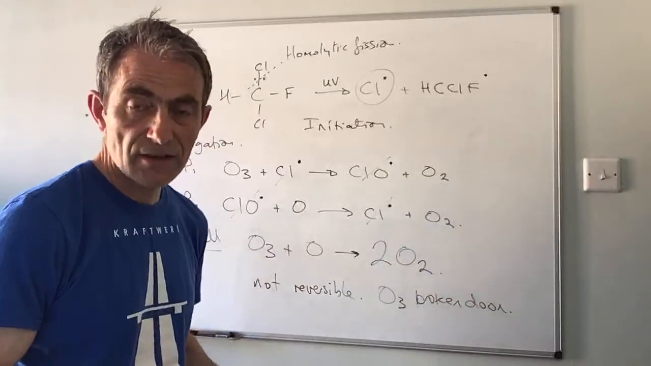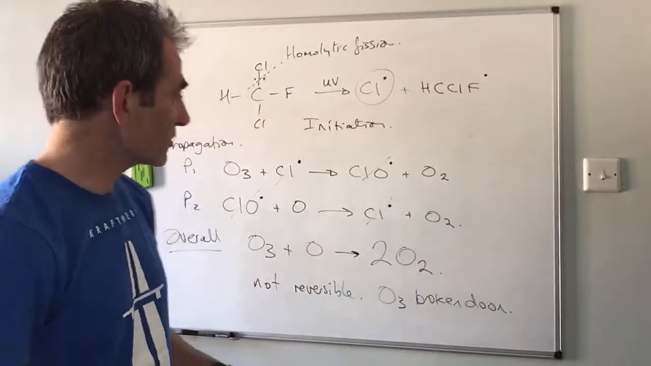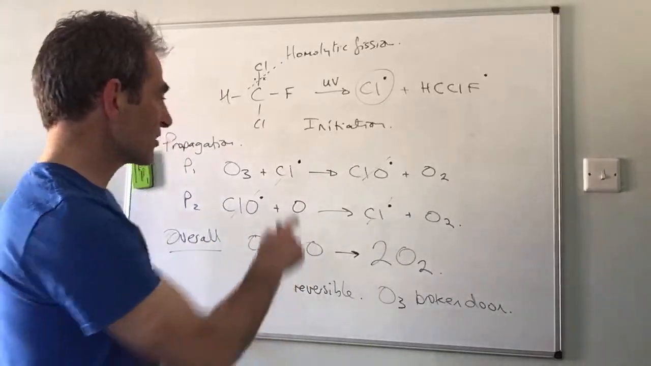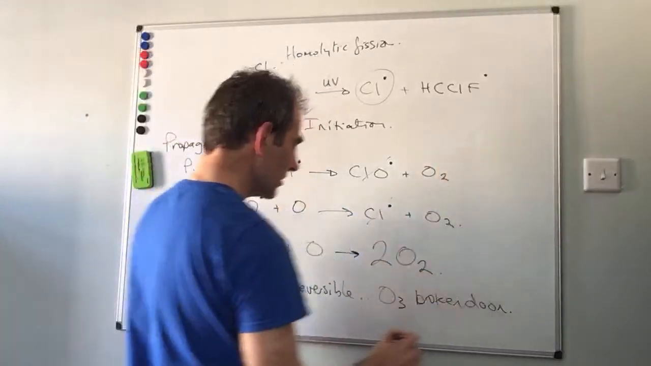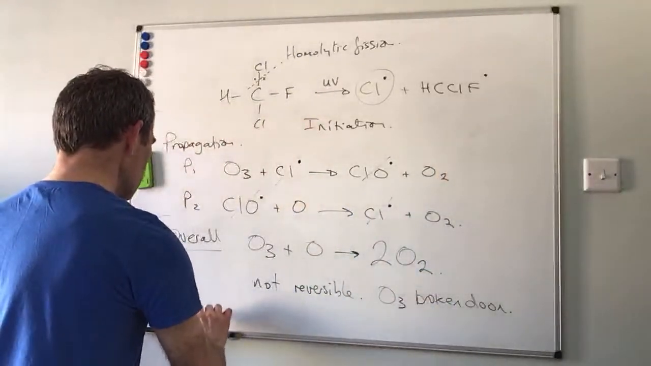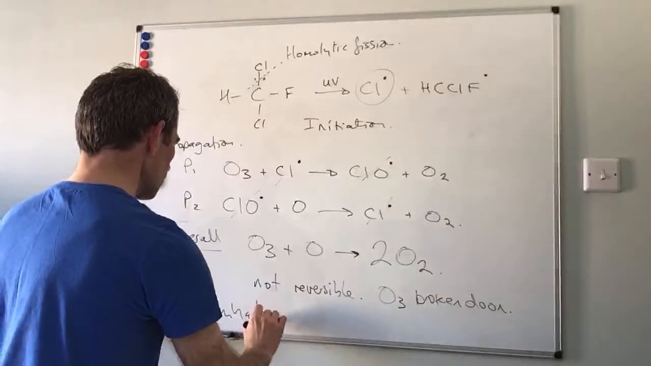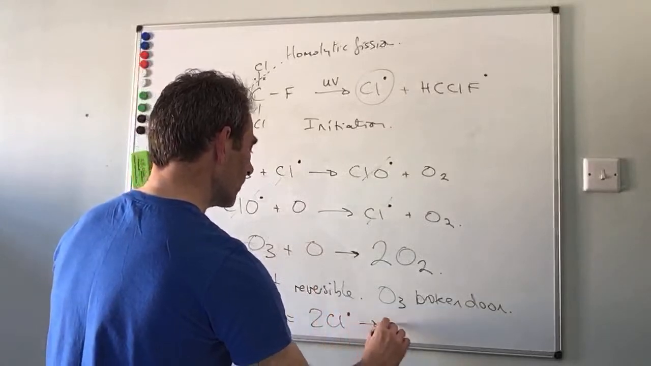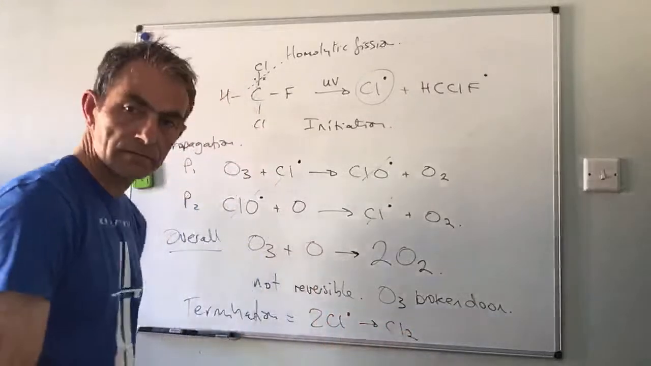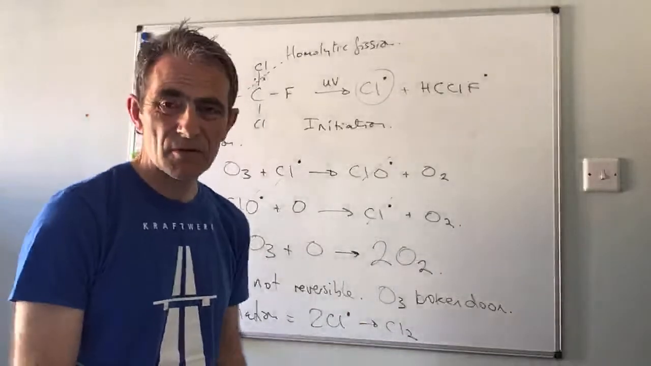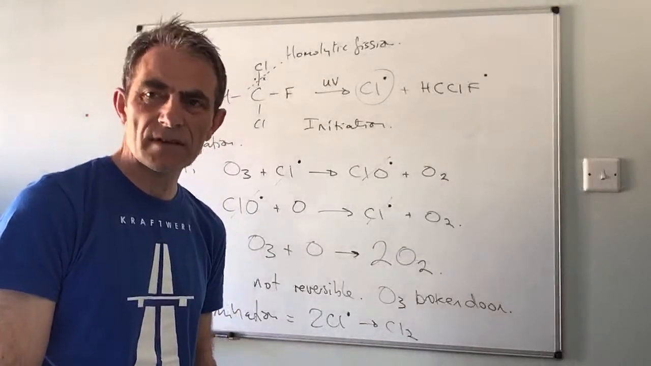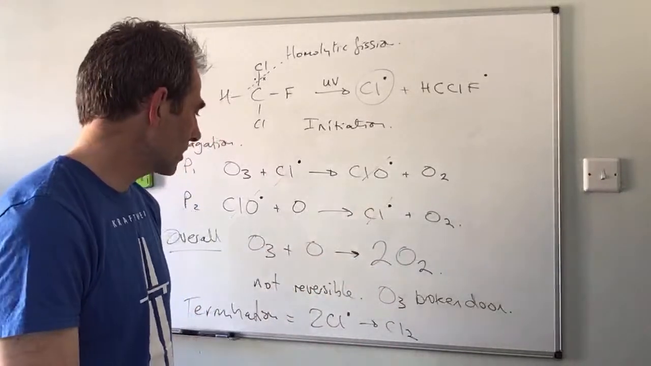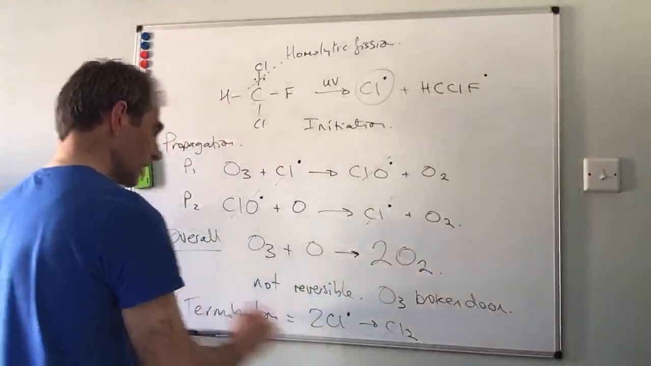But if they said suggest a termination step, they could do that. You just take any two radicals and join them together and form the molecule. So the easiest one to do for a termination step, if you really wanted to see one, you could say two Cl radicals would form Cl2. But in 26, 27 years, I don't think I've ever seen that question asked as part of this type of question. Okay, but I'll just put that in a bracket.